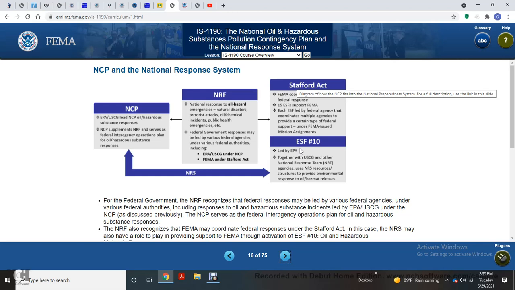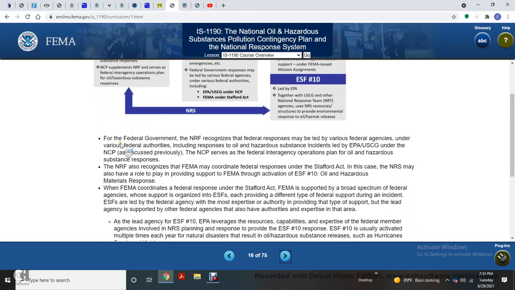Emergency support function number 10 is led by EPA together with the U.S. Coast Guard, the National Response Team, and the agencies of the National Response System, structured to provide environmental response to oil and hazardous substance issues. That goes back to the National Response System and the National Contingency Plan, EPA, and U.S. Coast Guard. The National Contingency Plan covers hazardous substance response, supplements the National Response Framework, and serves the Federal Interagency Operational Plan for oil and hazardous substance response.